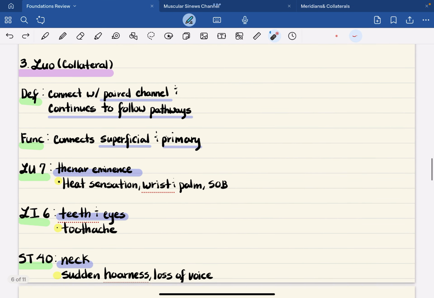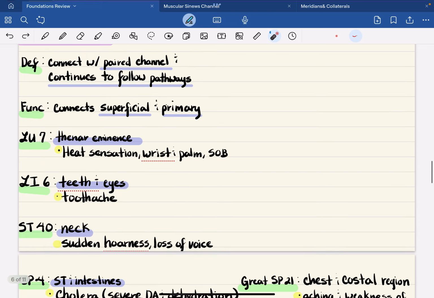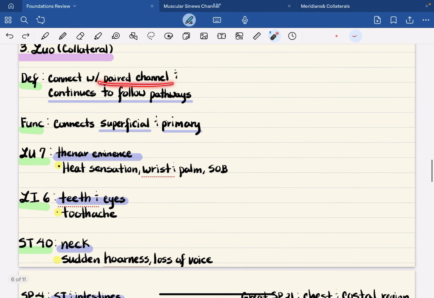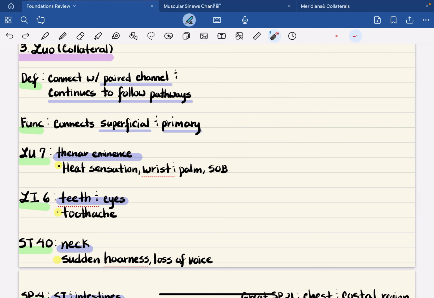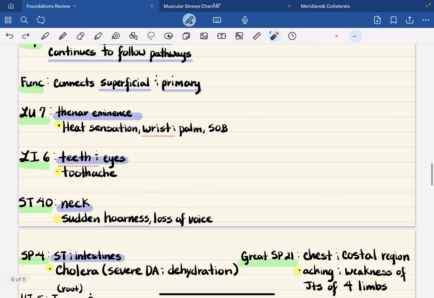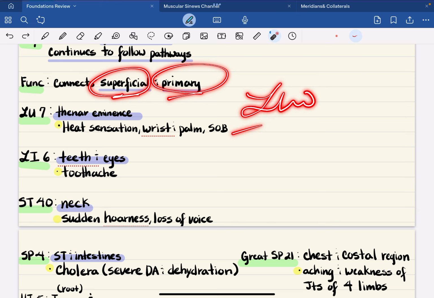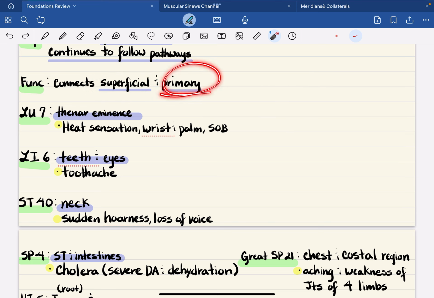And now we have the luo collaterals. What does it do? It connects with the paired channel. So if we're doing lung, right, and we have lung 7, it's through the lung 7 point that it connects to the Li channel, which is its paired channel, right? They're both metal. And it continues to follow the pathway. So it connects superficially in the primary. As I said, the luo acts as a liaison, right? Between the primary and the superficial area. So that's what it's doing.